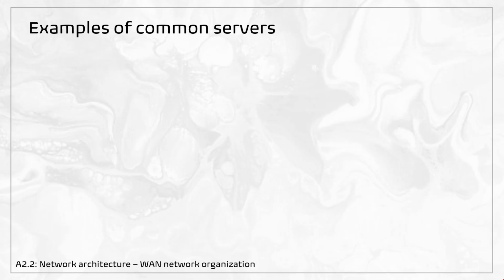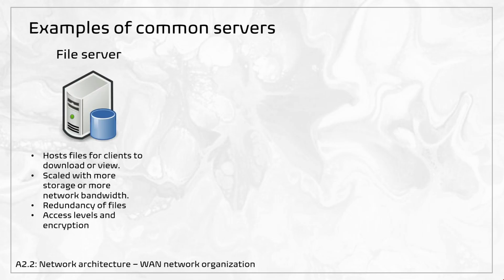We'll go over some examples of common servers. Chances are, if you use the internet, your device has probably used all these servers before. Firstly, a file server hosts files for clients to view or download. Whenever you download software onto your computer, you download straight from a file server. File servers can be scaled with more storage or more network bandwidth.